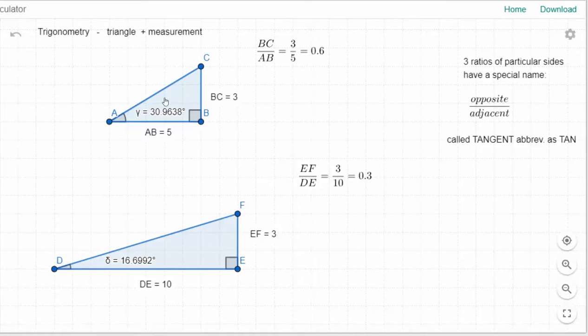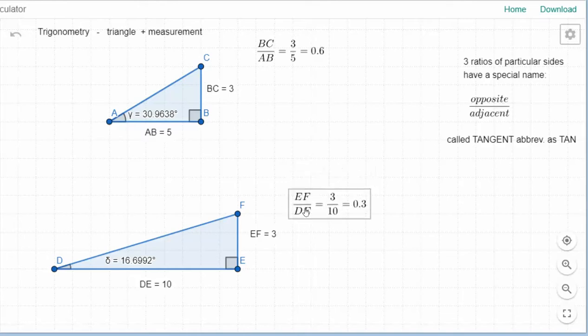So what that might mean is finding an angle. So for example here, in this first triangle there's an angle of 30.96 degrees, or it might be about finding a length. For example, this side here, BC, is 3. How can we use trigonometry? So let's look at these two examples.